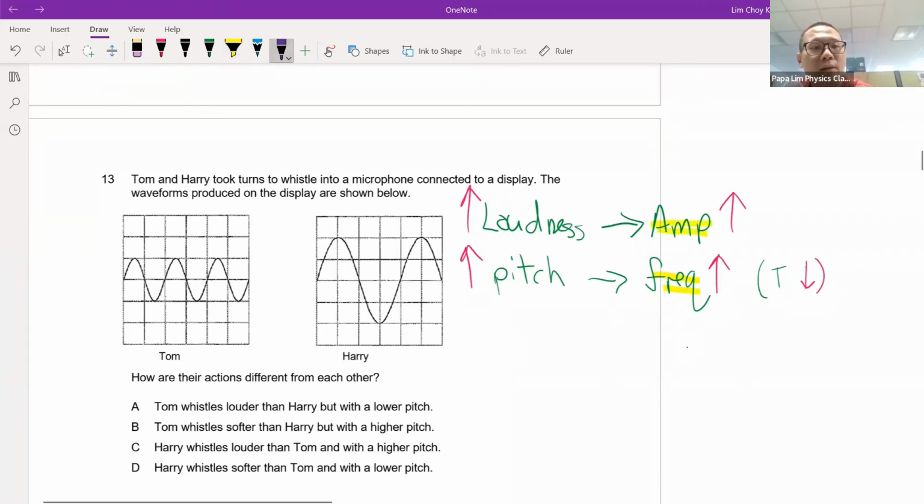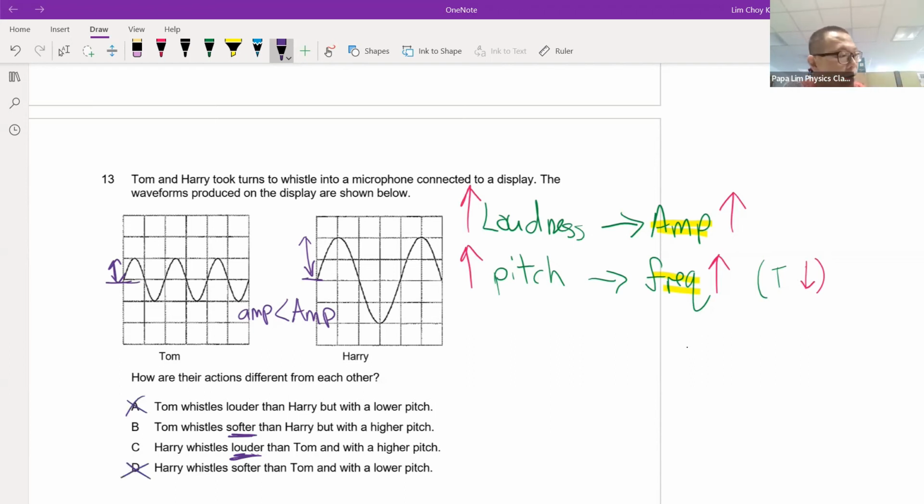So for example, in this question, if you look at the axis, for Tom's wave the amplitude is actually 1 square. For Harry, the amplitude of the wave is actually 2 squares. So straight away, you will know that in terms of amplitude, Harry's amplitude is definitely much bigger than Tom's amplitude. Which means Harry's wave will be louder as compared to Tom's wave. So Harry will be louder as compared to Tom, or Tom is actually softer than Harry. So straight away, I can eliminate option A and option D already.